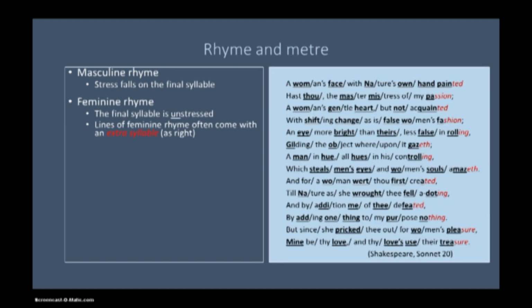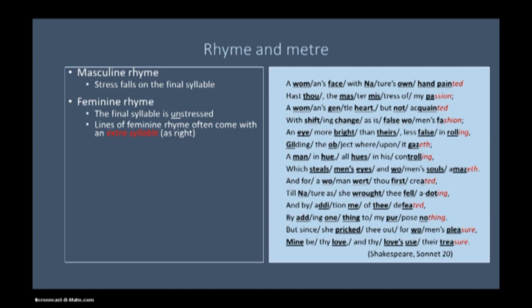As we've seen, a masculine rhyme is one in which the final syllable of a line is stressed. A feminine rhyme, in contrast, is one where that final syllable is unstressed. Often lines with feminine rhymes are given an extra syllable, so that a line of iambic pentameter ending in feminine rhyme is quite likely to have 11 syllables, not 10, as can be seen here with Shakespeare's Sonnet 20.